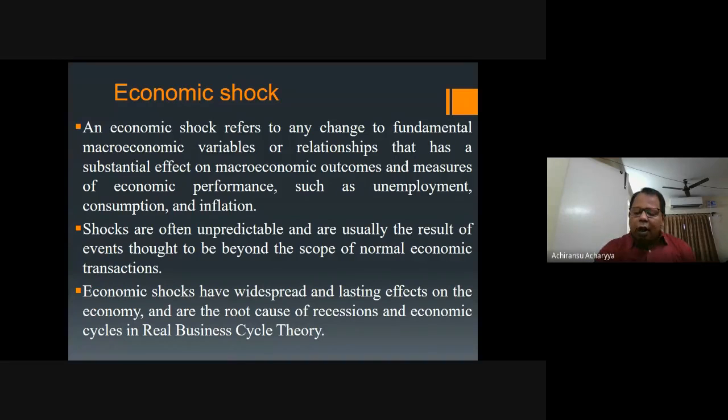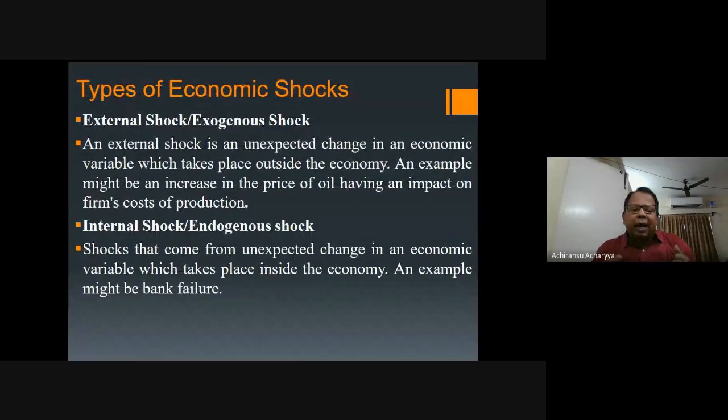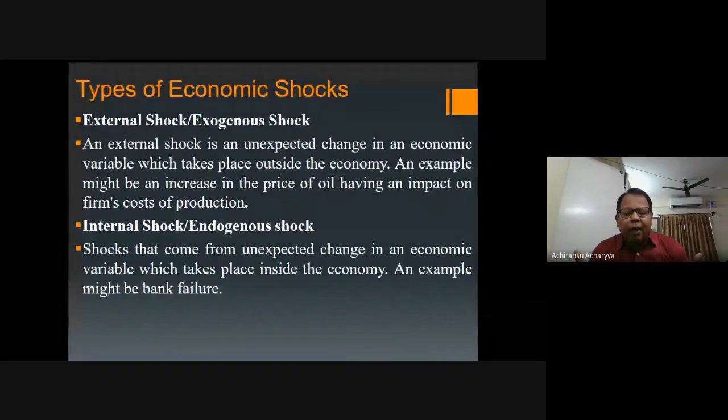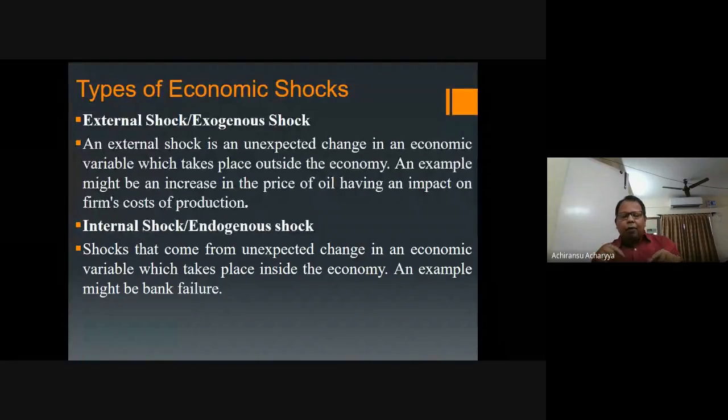So this is definitely an economic shock, the COVID-19, and it's more of an external shock. It's an exogenous shock. An external shock is an unexpected change in an economic variable. So it hits us suddenly, and takes place outside the economy. An example might be an increase in the price of oil having an impact on firms' costs of production. And you can have an internal shock also, where the shock is more endogenous in nature, coming from an unexpected change in an economic variable which takes place inside the economy. For example, a failure of a bank or any other institution. So the COVID-19 shock is more of an external shock, an exogenous shock for the economy.